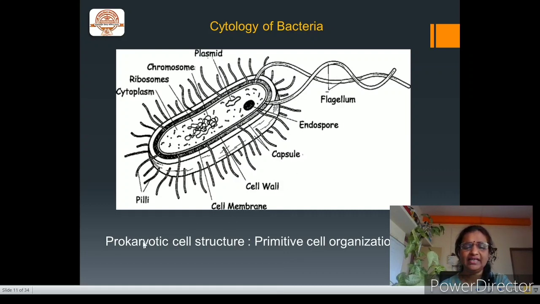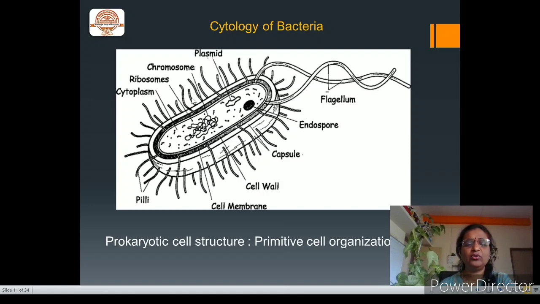As you know, bacteria is a prokaryotic cell. It has a primitive cell organization. The cell has a very simple cell organization. It consists of a cell envelope. The cell envelope consists of cell wall, cell membrane, and capsules. Capsules are not present in all bacteria. They are present only in some bacteria.